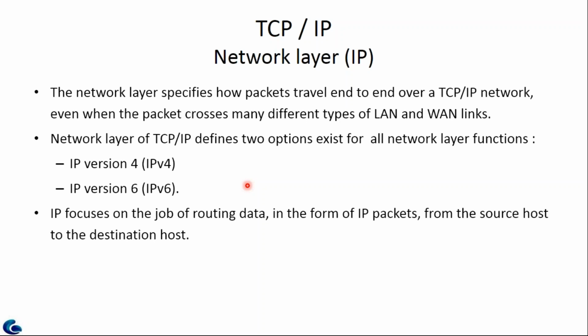So the network layer focuses on routing the data in the form of an IP packet from the source host to the destination host. Imagine, in one of my discussions when I was showing the encapsulation, a datagram, once it is fitted with the IP header, is referred to as a packet.